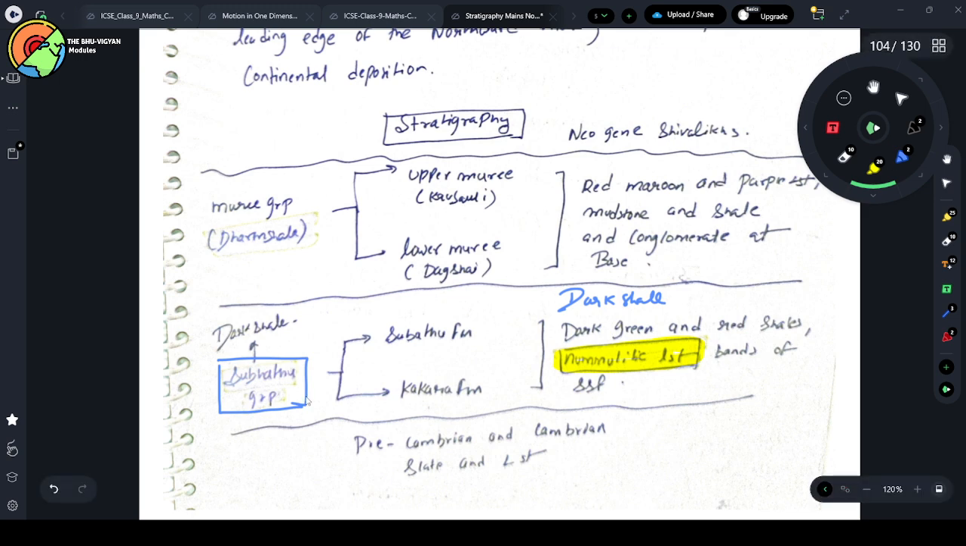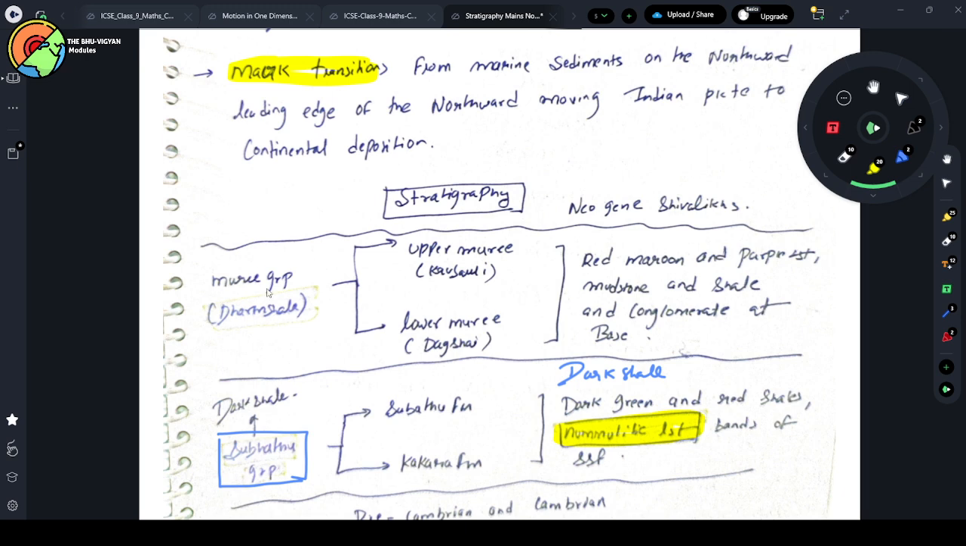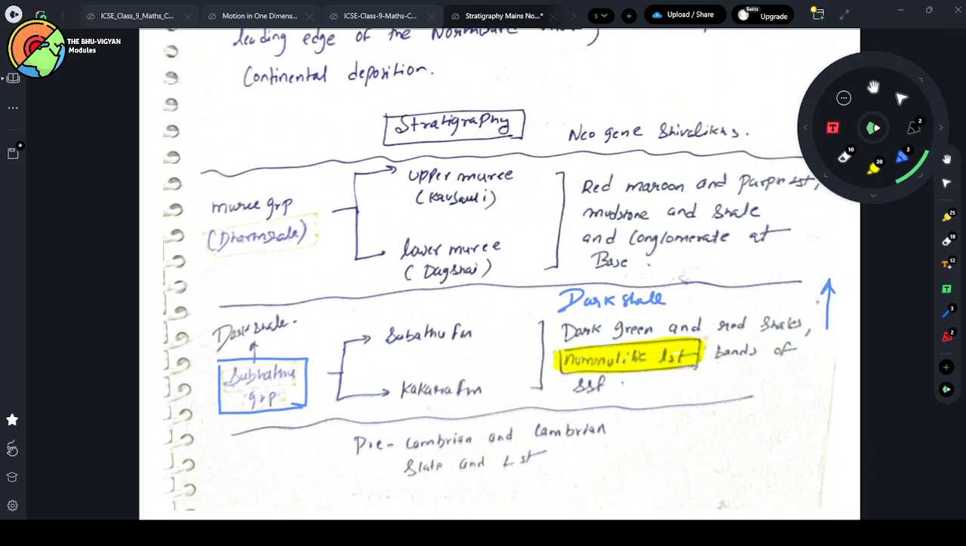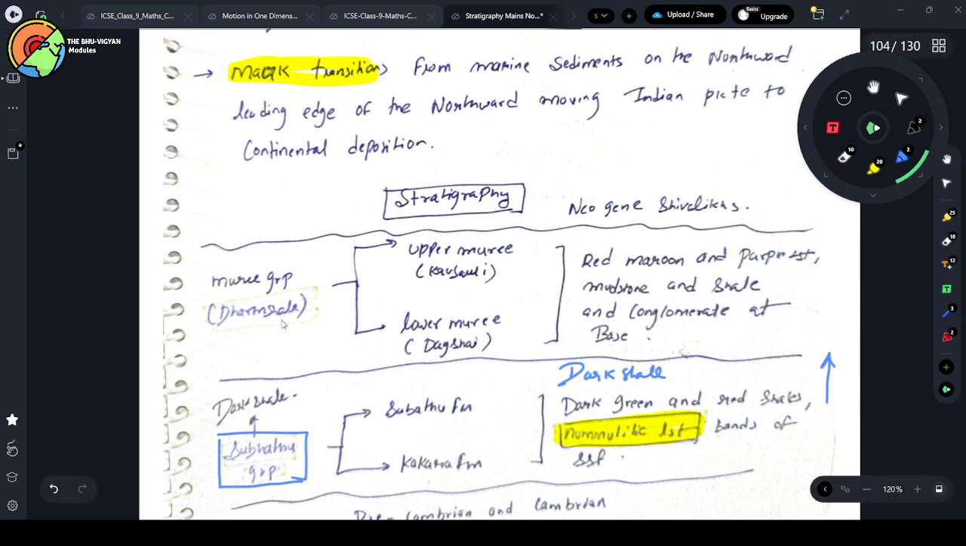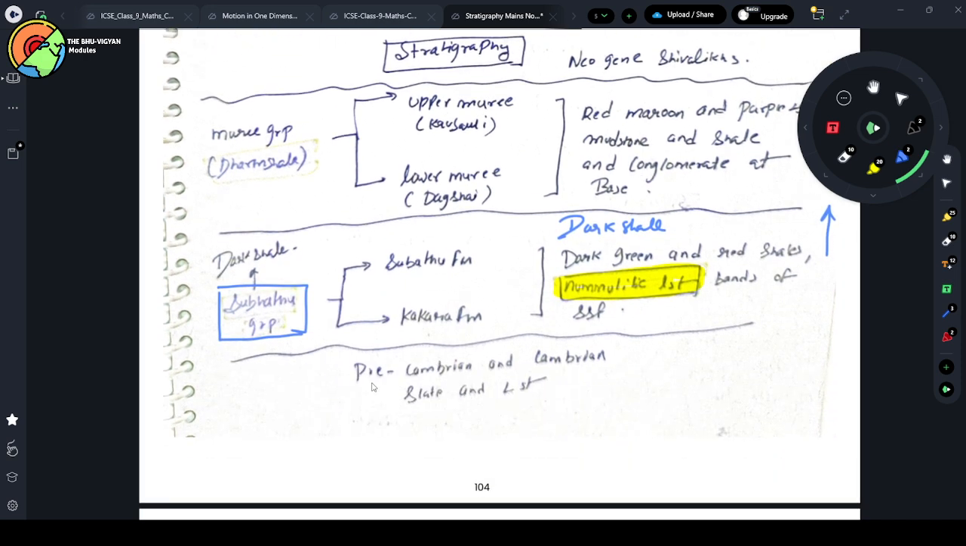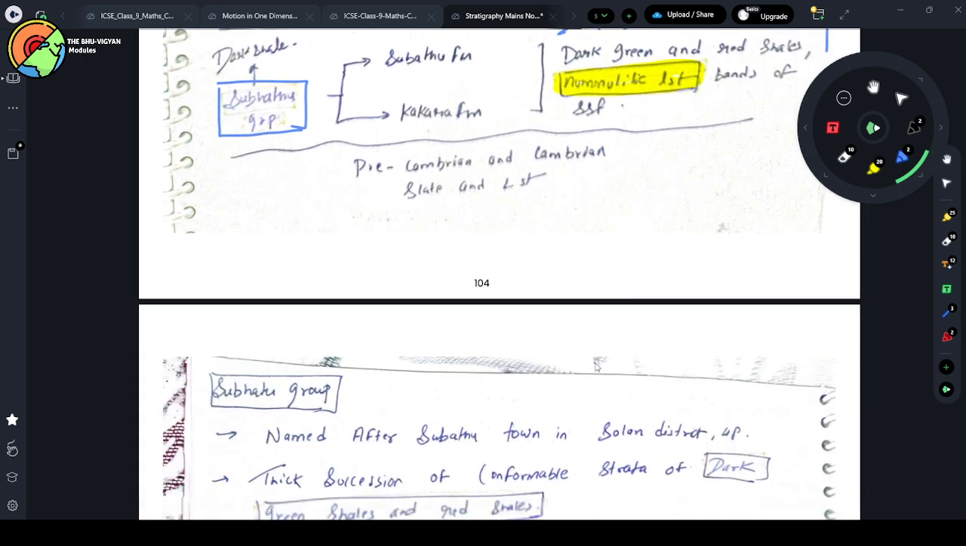Above the Subathu group, we have the Dharamshala group, which is also known as the Murree group, divided into two parts: Dagshai formation, which is the lower Murree, and Kasauli formation, which is the upper Murree. Here we see red, maroon, and purple sandstone, mudstone, shale, and conglomerate at the base. Moving from here to here, we are going from marine to continental. This is very important to understand. Above this we have the Neogene Shivaliks, and below we have Precambrian and Cambrian slate and limestone.